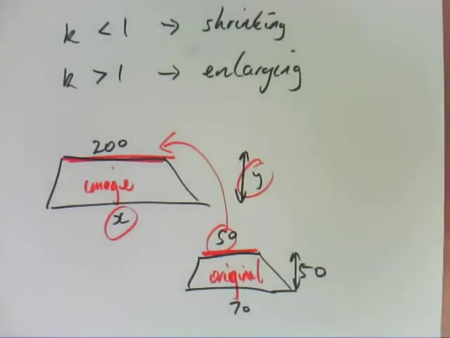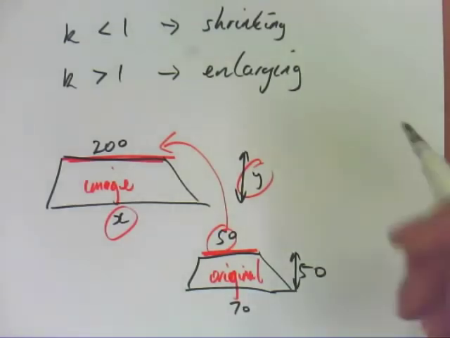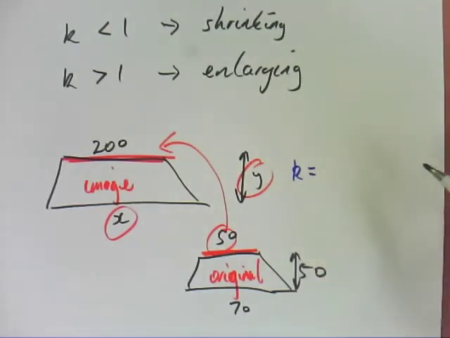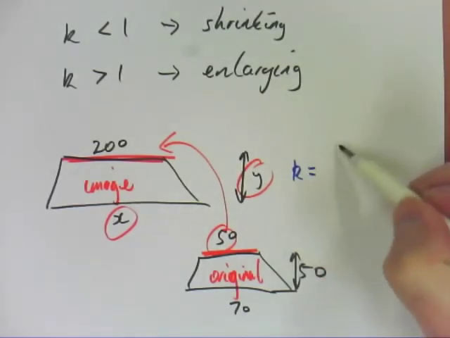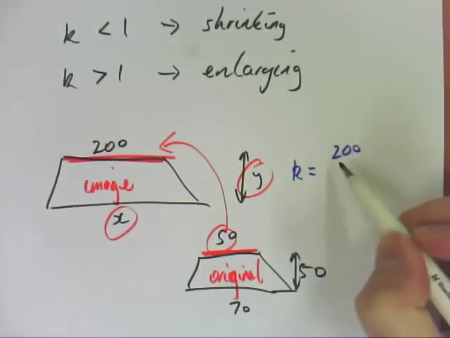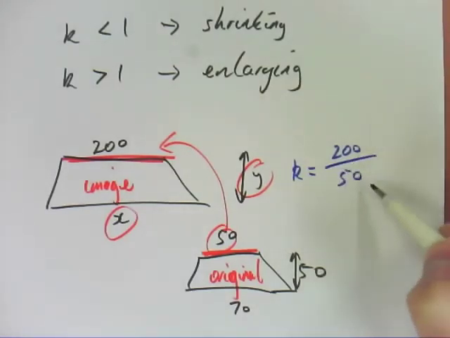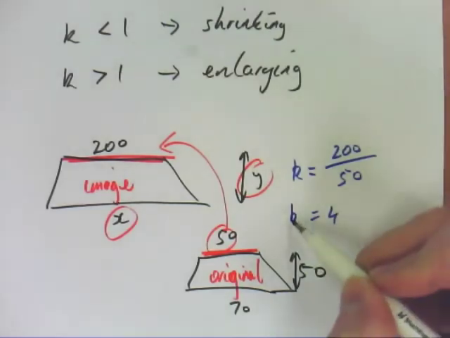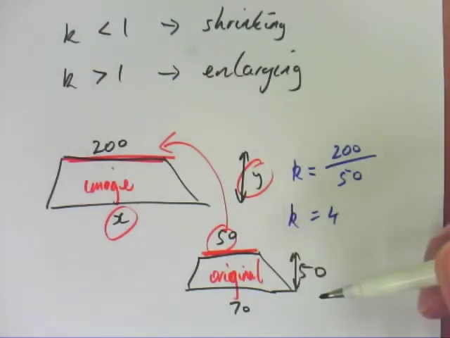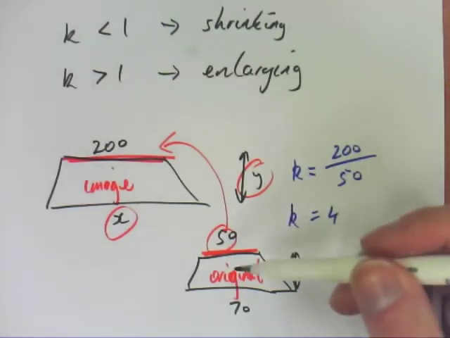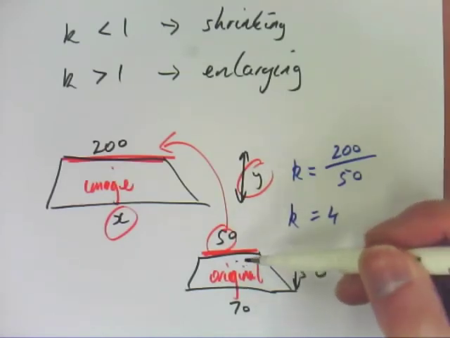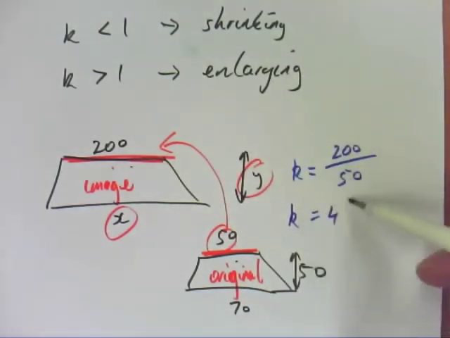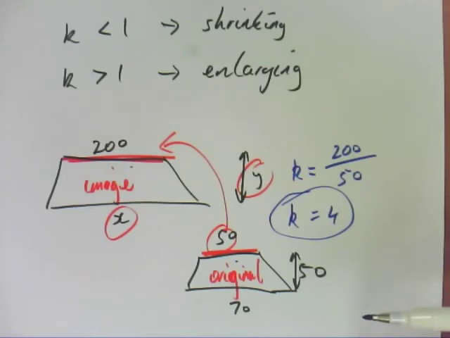So if I'm going to work out the scale factor, okay, K, it's equal to the length of the image, which was 200, divided by the length of the original, which is 50. So my scale factor is 4. This makes it really, really easy to work out X and Y, because to get from here my original to here my image, all I need to do is multiply by 4, multiplied by my K.